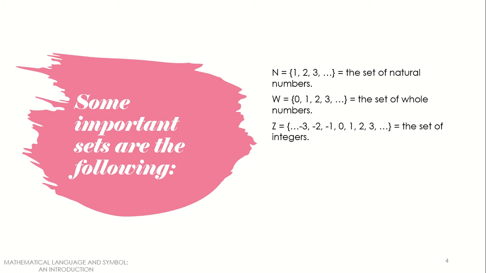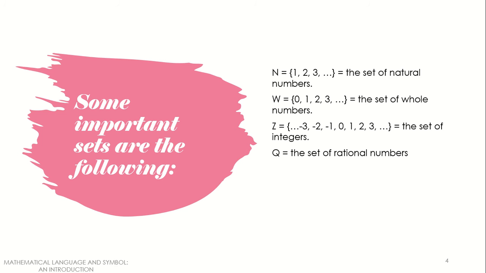Then, the set of integers. Here, as you can see, we have the -3, -2, -1, 0, 1, 2, 3, and so on and so forth. So, when you observe these sets, 0 belongs to whole numbers and integers, but it is not part of the natural numbers. Next is the set of rational numbers.